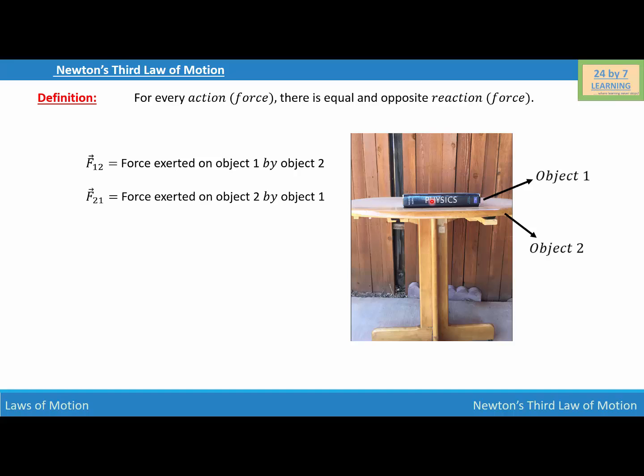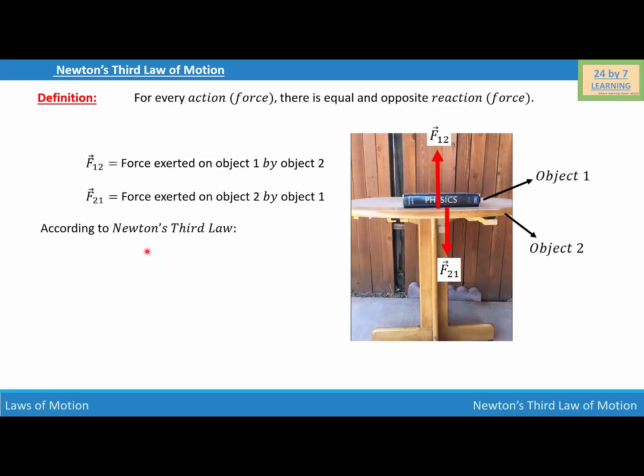So basically what's happening is, the book is applying a force F21 to the table, and at the same time this table is also applying a force F12 on the book. As we can see, these two forces are vertical in nature and they are opposite to each other.